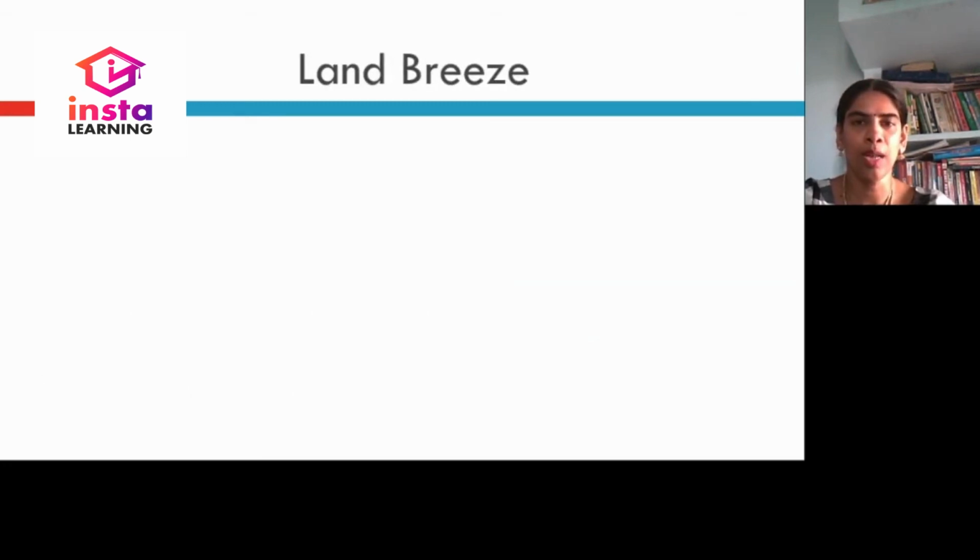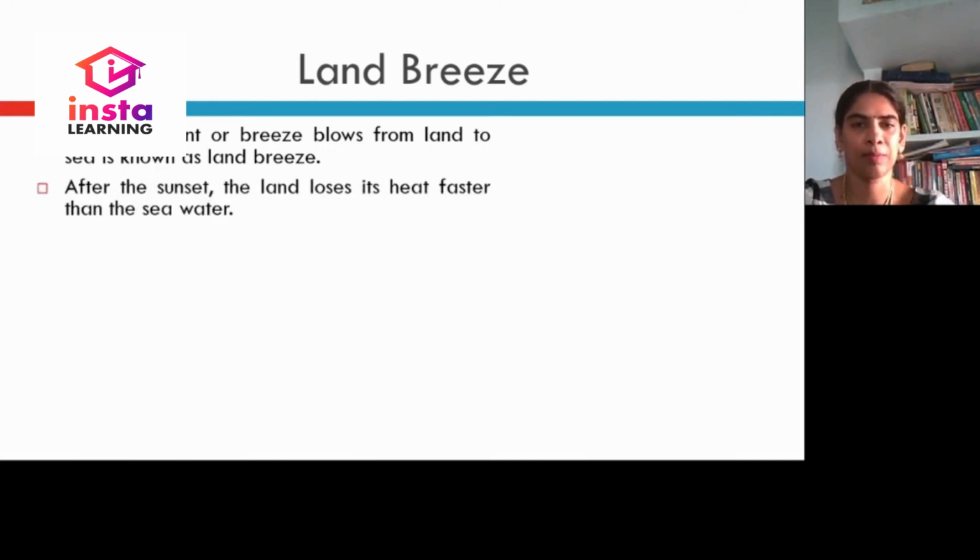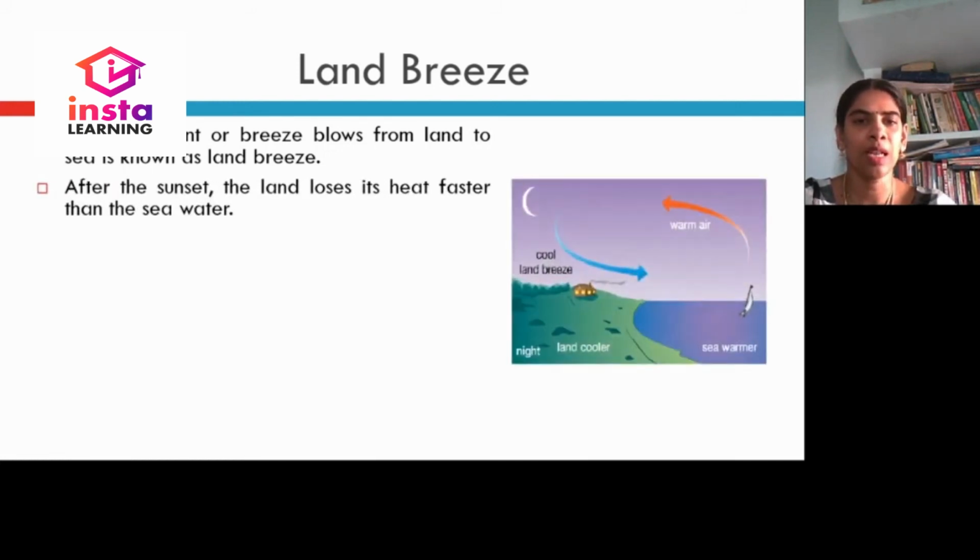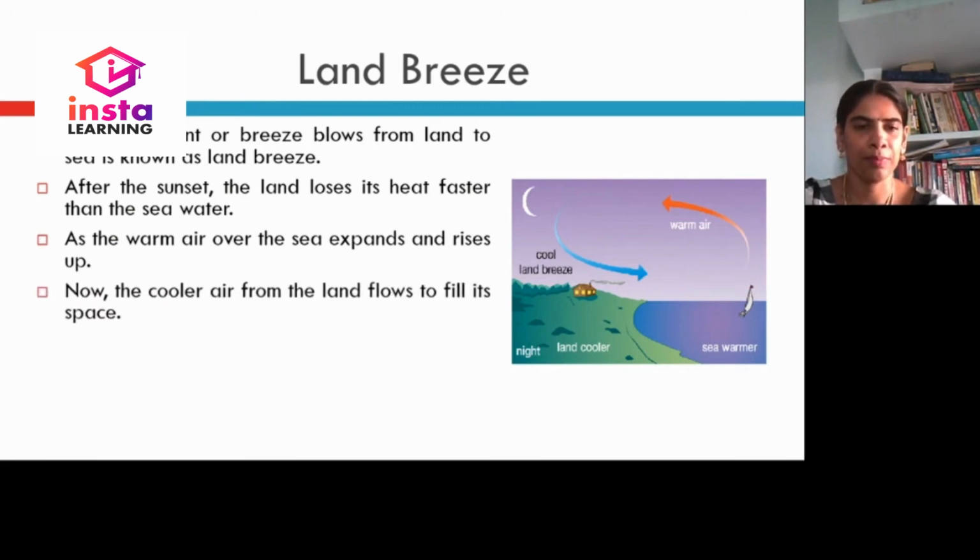Let us learn about land breeze. The air current or breeze that blows from land to sea is known as land breeze. After the sunset, the land loses its heat faster than the seawater. The warm air over the sea expands and rises up. Now the cooler air from the land flows to fill its space. This forms the cool but dry land breeze.